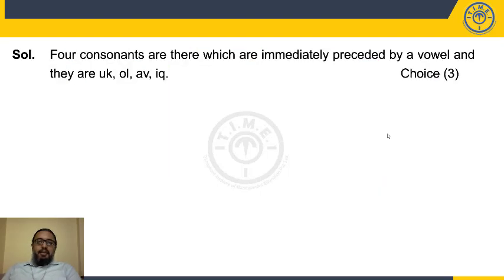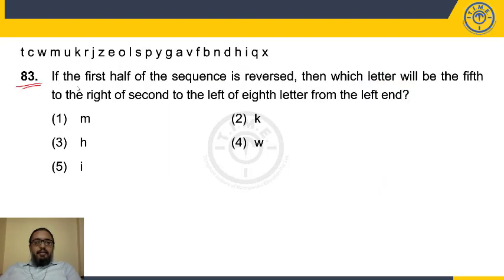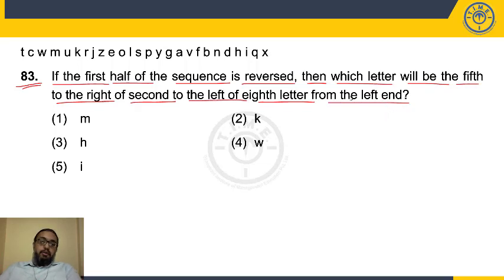Choice 3. Next, 83. If the first half of the sequence is reversed, then which letter will be the fifth to the right of, the second to the left of, the eighth letter from the left end? Okay, so he says the first half of the sequence is reversed. So first we'll check what is the first half and second half.